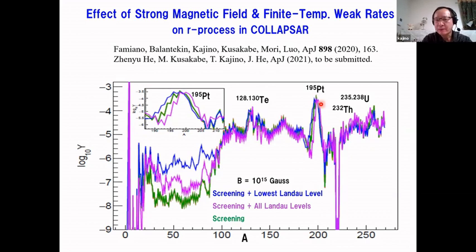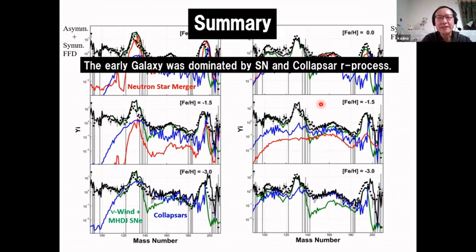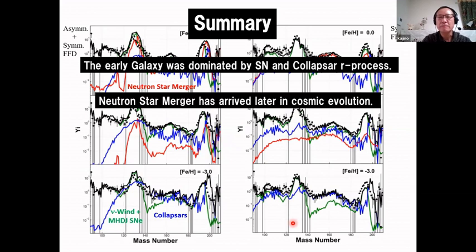Okay, now, let me summarize my talk. We have studied first the galactic chemical evolution, and the first conclusion is that the early galaxy, as shown here at the bottom, was dominated by supernovae and the collapsar process without doubt because of the delay of binary contributions. And neutron star mergers arrived later in cosmic evolution. But all these three, collapsars, supernovae, and neutron star mergers, equally contribute to the solar system r-process.